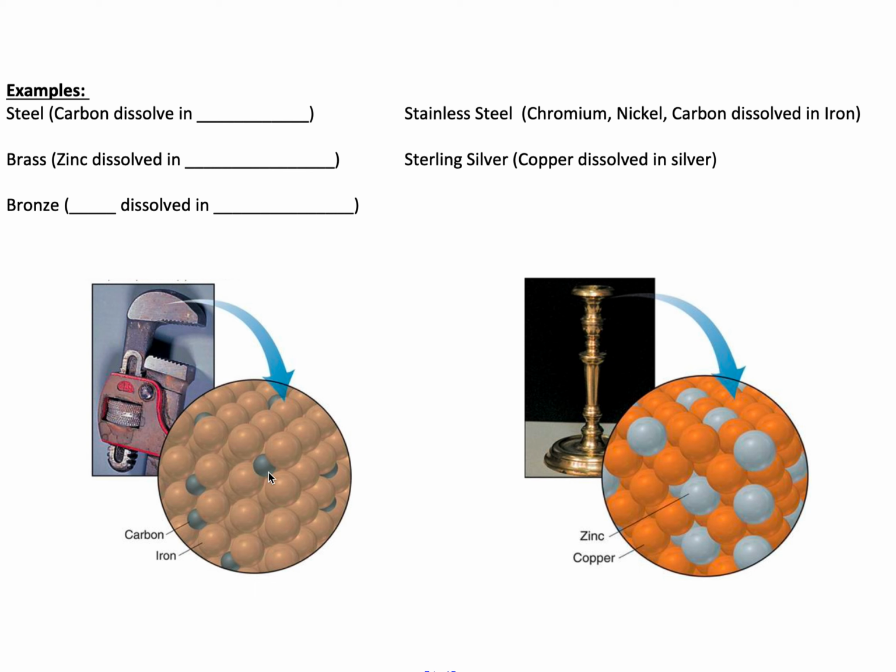Again, here's a picture of steel. You see all the iron atoms, and these little guys in here that kind of lock those iron atoms in place are carbon. So steel is just carbon dissolved in iron. Stainless steel is chromium, nickel, and carbon dissolved in iron. So you throw in some other things. Brass, think about like a brass candlestick or brass doorknob or something. It's little zinc atoms dissolved in copper.